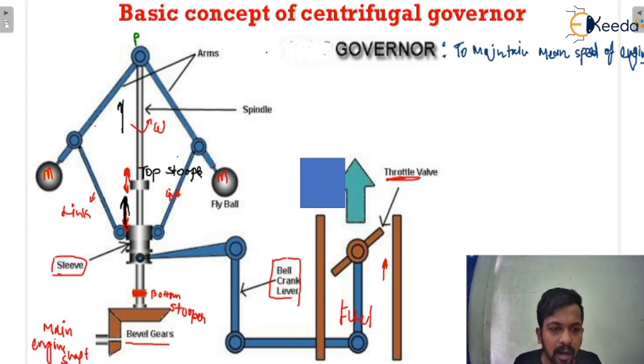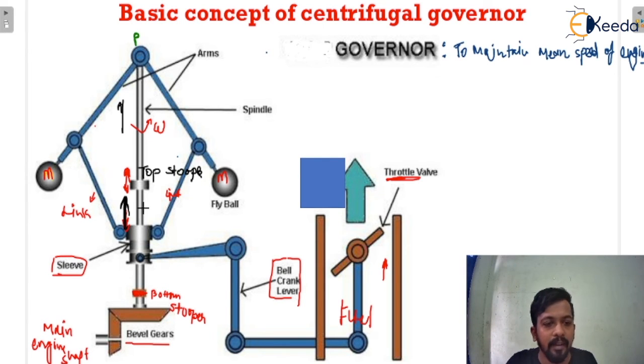So as you increase the upward movement of the sleeve, or you can say there is an increase of the speed of the engine, there will be an upward movement of the sleeve. Because the governor just wants to maintain the speed of the engine, there will be a closing of the throttle valve. As the throttle valve is closed, there will be less fuel supply, and when there is less fuel supply, there will be a decrease in the power.